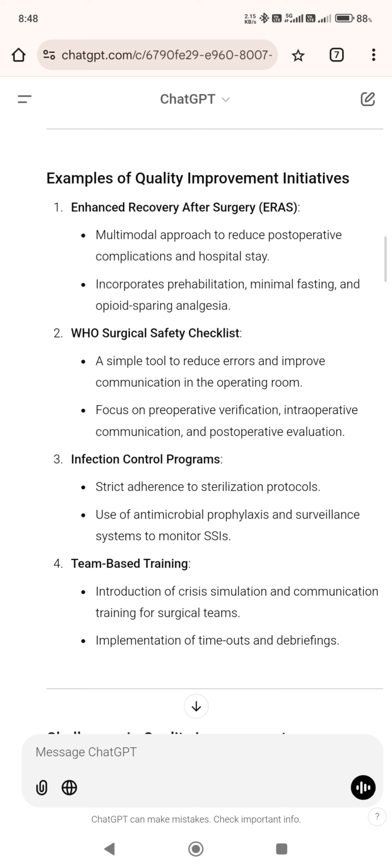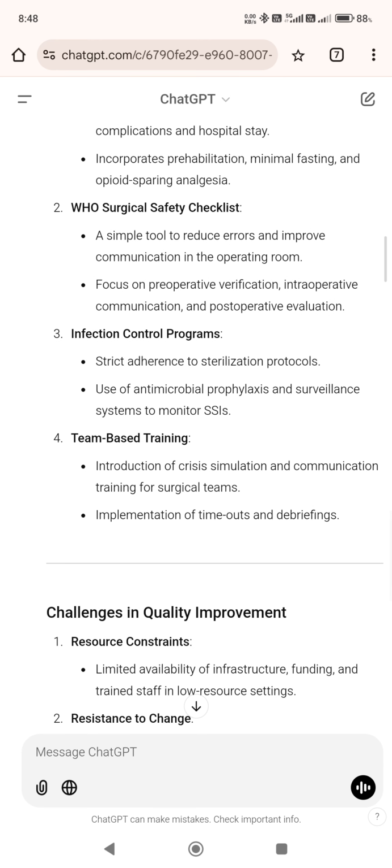3. Infection control programs, strict adherence to sterilization protocols, use of antimicrobial prophylaxis and surveillance systems to monitor SSIs. 4. Team-based training, introduction of crisis simulation and communication training for surgical teams, implementation of timeouts and debriefings.